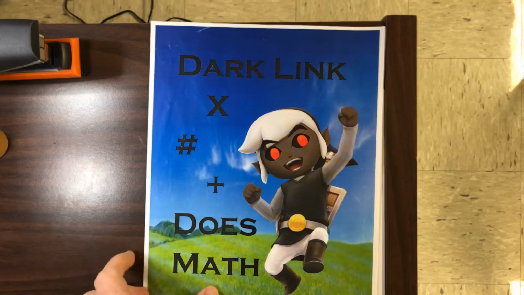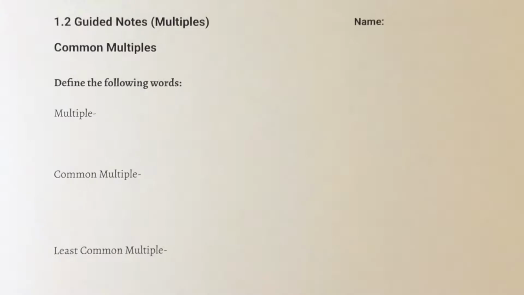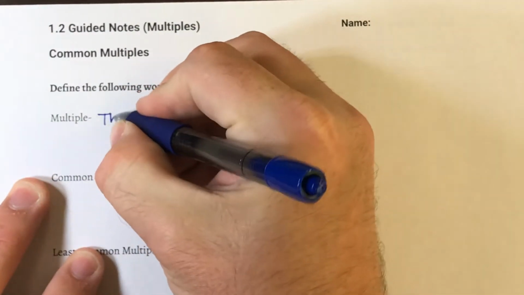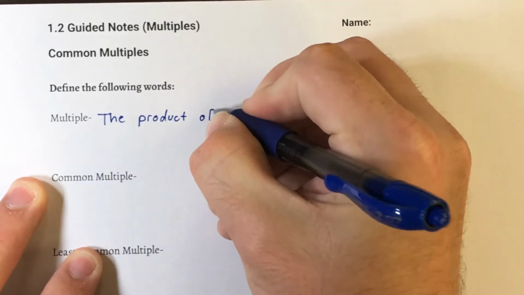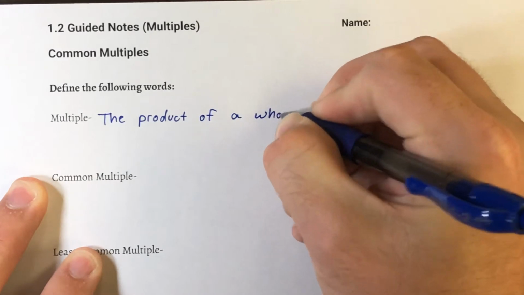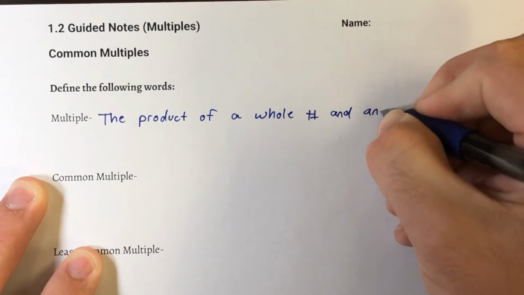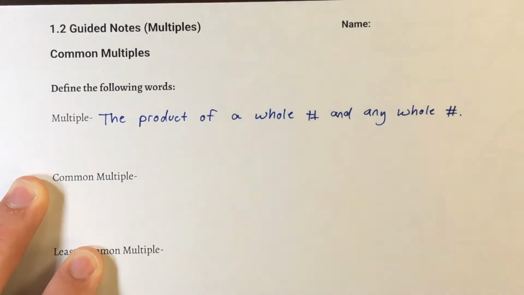So today, we are going to be going over lesson 1.2, part 2, which covers common multiples and least common multiples. So we have a few vocab terms to go over. The first one being multiple. A multiple is the product of a whole number and any other whole number. So the product of a whole number and any whole number.